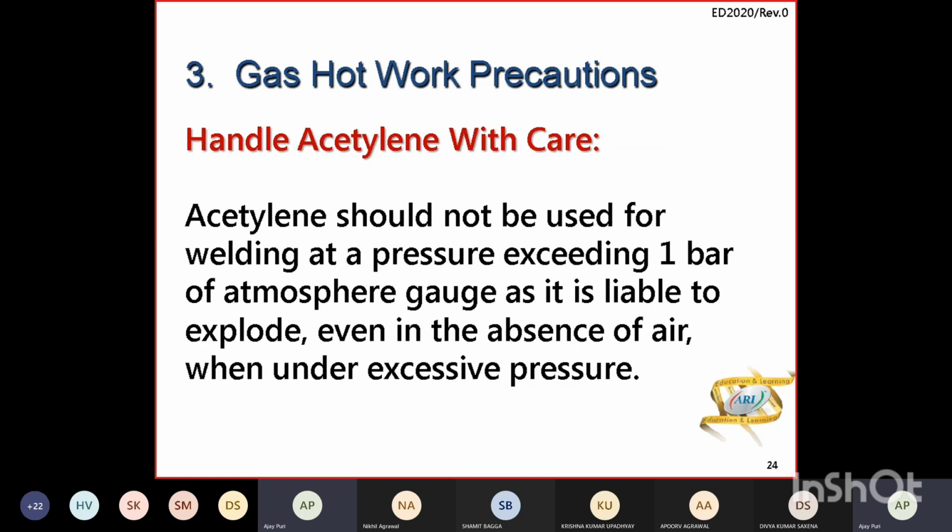So handle the acetylene with care. It should not be used for welding at a pressure exceeding 1 bar gauge, as it is liable to explode, even in the absence of air, when under excessive pressure.